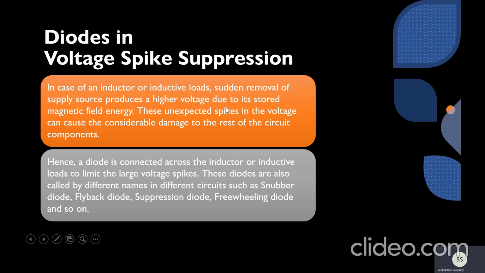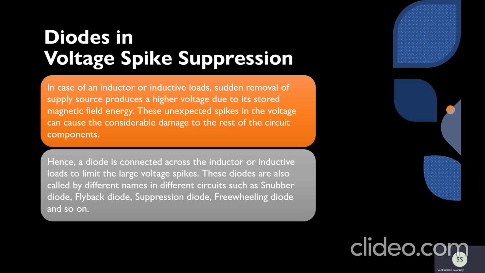Now the third complex circuit is voltage spike suppression. In case of an inductor load, sudden removal of the supply source produces a high voltage due to its stored magnetic energy. These unexpected spikes in the voltage can cause considerable damage to the rest of the circuit. Hence, a diode is connected across the inductor or inductive loads to limit the large voltage spikes.